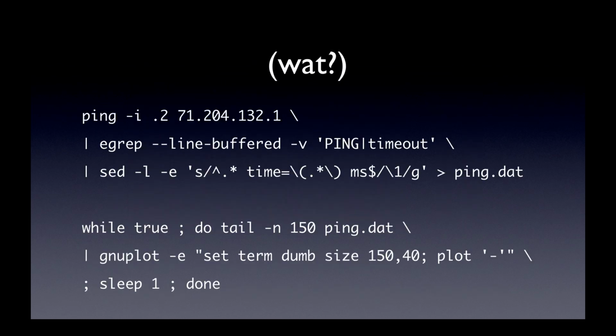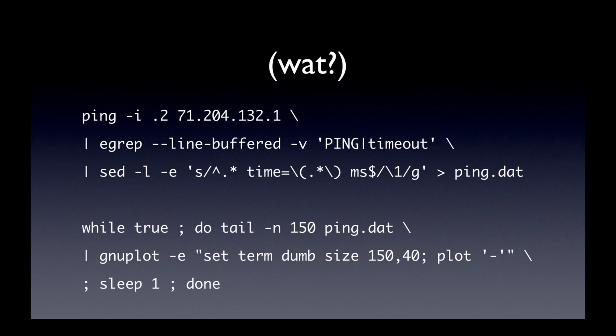In case you're wondering where that fancy graph came from, I made it with GNU plot. I'm sending a ping every 0.2 seconds to my default gateway, and then I'm filtering out lines that have the word ping in them, which is the first line that's emitted, and any ping timeouts as well. Then I'm running that through sed to extract just the numerical latency value, which is after the time equals string. And I'm putting that into a file called ping.dat. And then in another terminal window, I'm looping over that file and pulling off the last 150 lines and passing that to GNU plot.